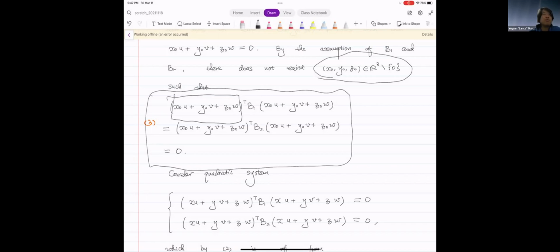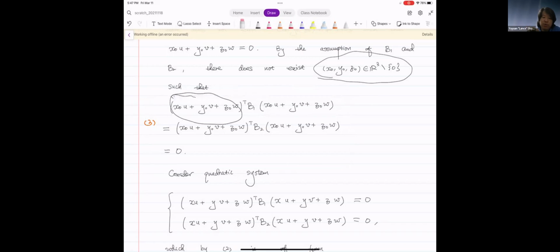It's a linear combination with respect to coefficients x0, y0, and z0. And this is the vector to me. I'm doing vector transpose b1 times the vector. Okay, and there is no way that both of those two vector transpose b vector would be equal to 0. Well, there is an alternative way.